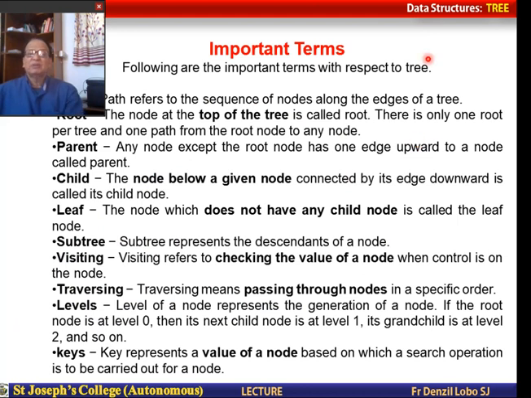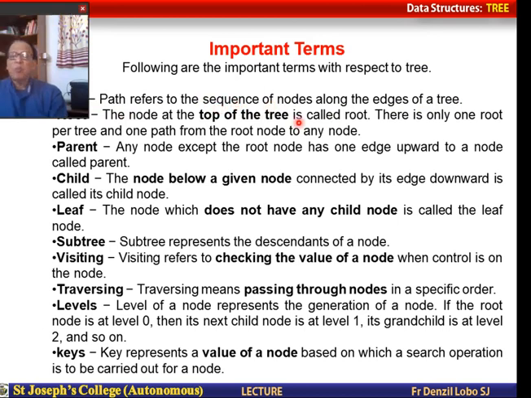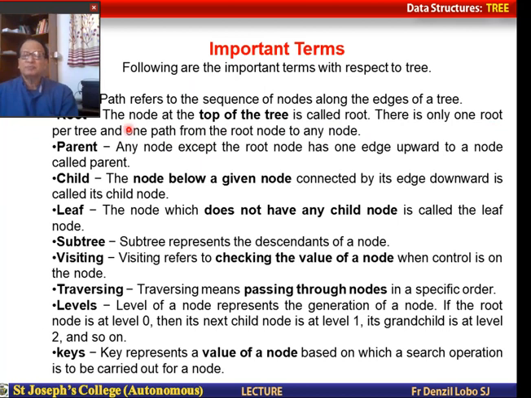Let us come to some of the important terms relating to the tree data structure. Path. Path refers to the sequence of nodes along the edges of a tree. Root, as I gave you already, the top of the tree is called the root. There is only one root per tree and one path from the root node to any other node.